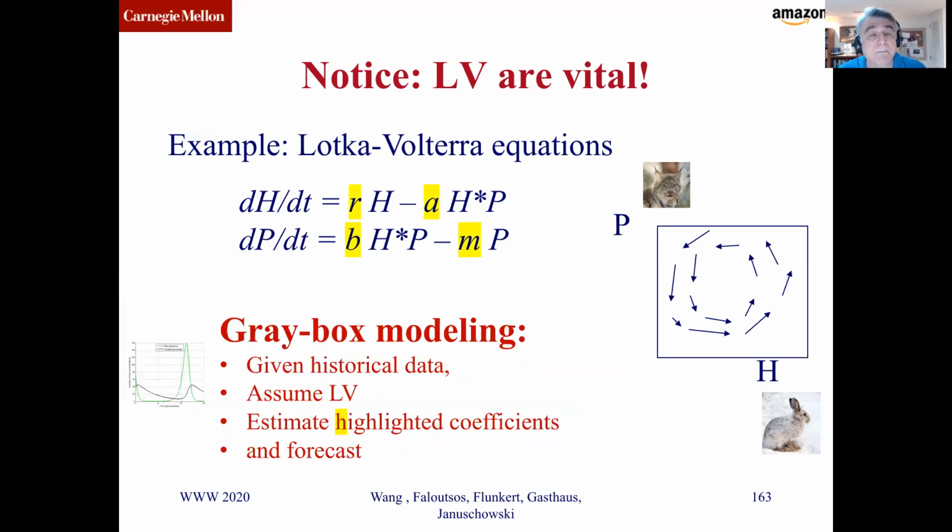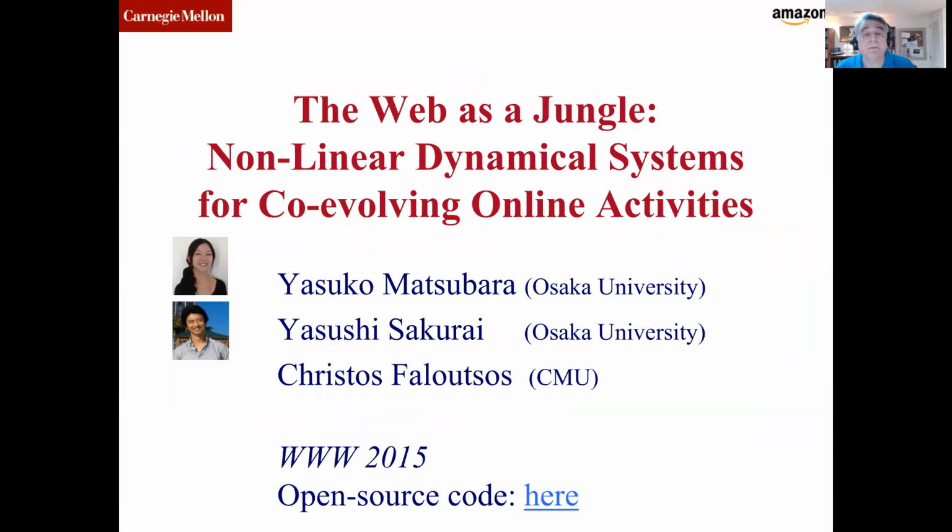The gray box modeling, the high-level idea is as follows. If we believe these equations, and if we have historical data for the hare and the lynx, then what we can do is look at the historical data. We can try to estimate these parameters, the reproductive parameter for rabbits, the rate of death, the decay for predators lacking food, and so on and so forth. And this was exactly the idea behind the paper with Professor Yasuko Matsubara and Yasushi Sakurai, where the code is on this website, and the paper appeared a few years ago in WWW.